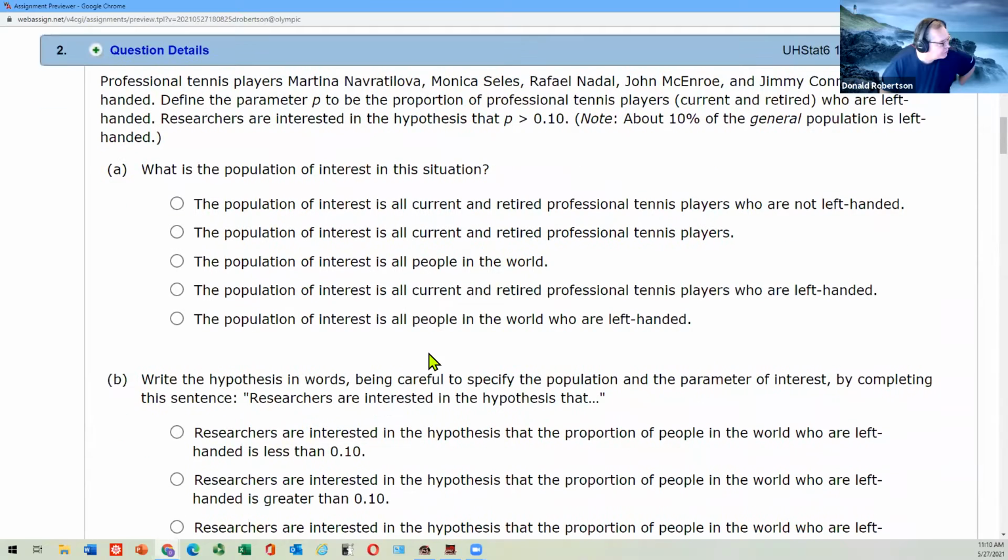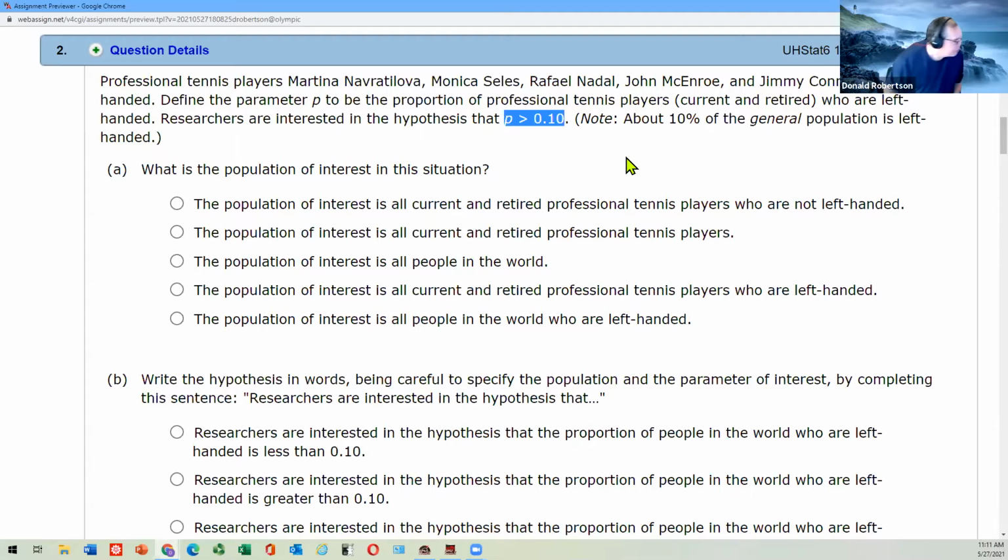And here's our second story. Professional tennis players Martina Navratilova, Monica Seles, Rafael Nadal, John McEnroe, and Jimmy Connors, all very famous people if you're into tennis, and they're all left-handed. Define the parameter P for the proportion of professional tennis players, current and retired, who are left-handed. And researchers are interested in testing the hypothesis that for good tennis players, it's more than 10%.